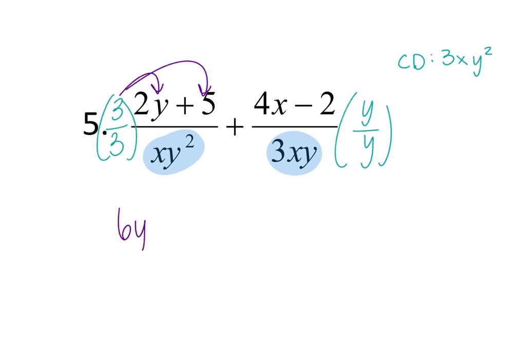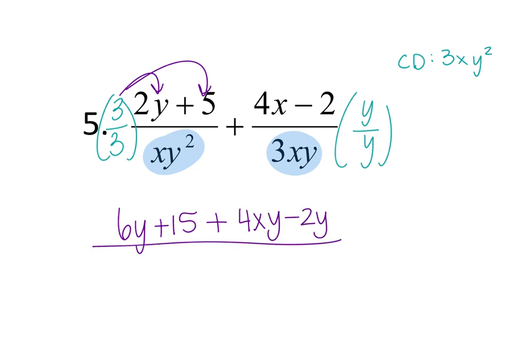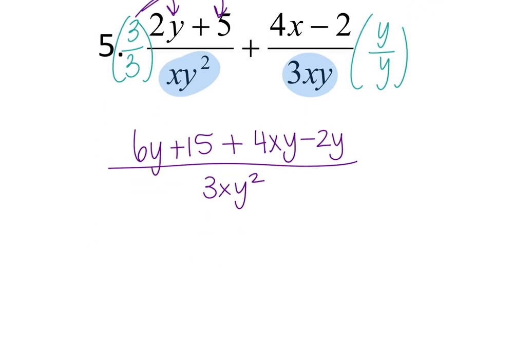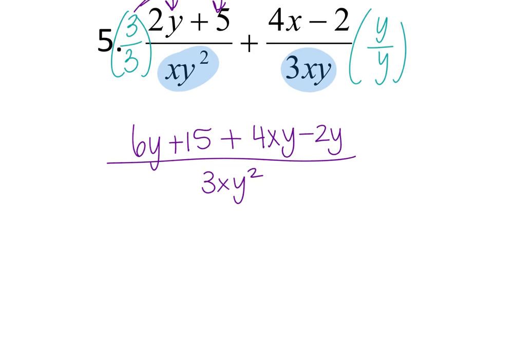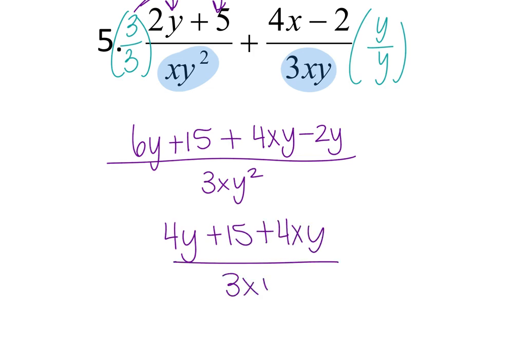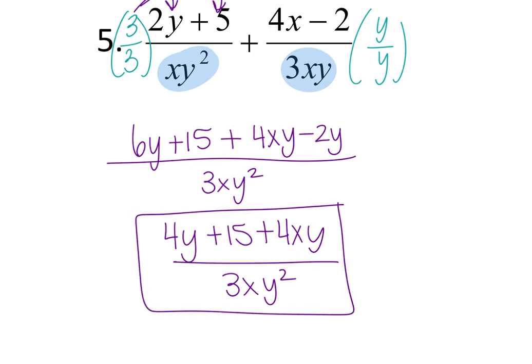Now we distribute that 3 in, okay? So that'll give us 6y plus 15 plus 4xy minus 2y all over 3xy squared. Once we got that common denominator, we can write it all as one fraction, okay? So don't get confused with that. When it's the same, it can all go on the same fraction. Now we combine any like terms. So 4y plus 15 plus 4xy all over 3xy squared. And that is the final answer.